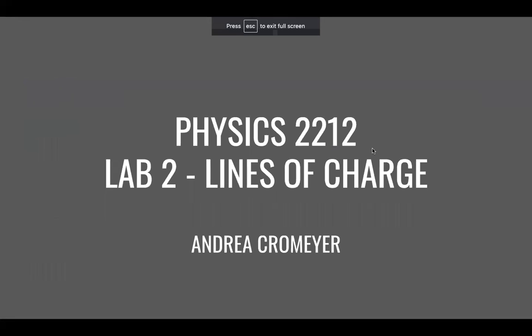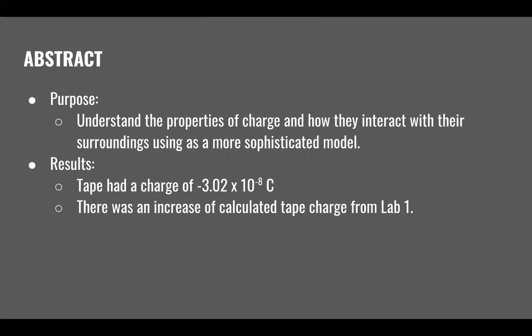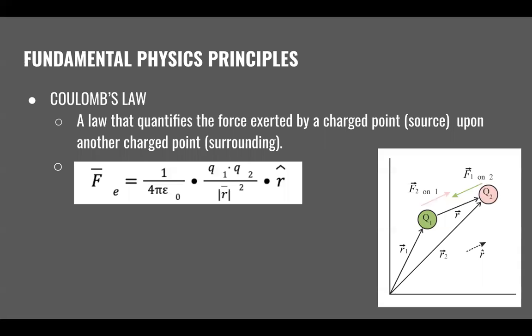So this is my second lab for Physics 2, which is the lines of charge. To introduce, the purpose of this lab was to understand the properties of charge and how they interact with their surroundings using a more sophisticated model in comparison to the previous lab. To give a preview of the results, the tape had a charge of negative 3.02 times 10 to the negative 8 coulombs, which means that there was actually an increase of charge from the charge calculated in lab 1.